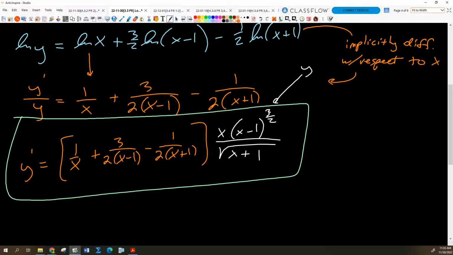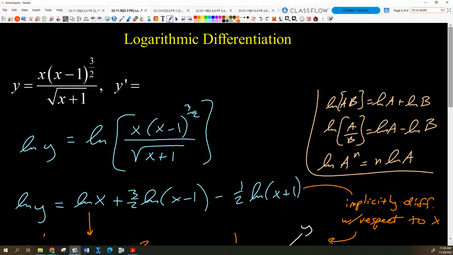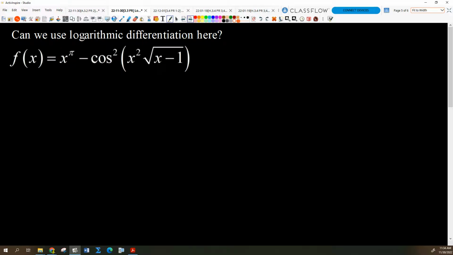Make sense? So logarithmic differentiation. Again, what's this process? Let's just review this real quick. So we use this when I've got a function that's amenable to properties of logs, right? Where I don't have any sums and differences. All I have are products, quotients, and powers. That's when properties of logs are helpful. Okay? Okay, what about one like that? Thumbs up or down? Can I use logarithmic differentiation?